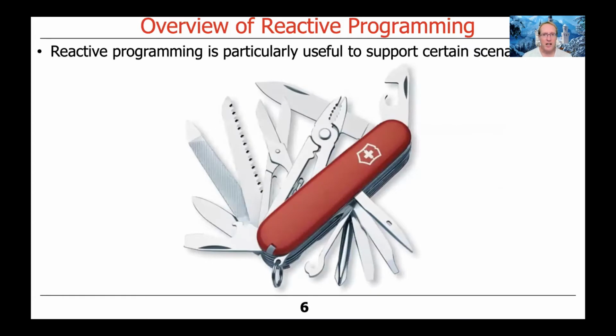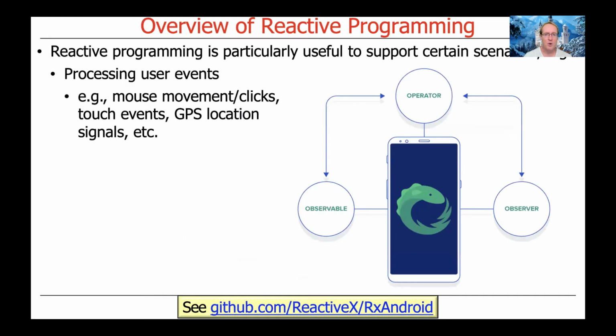Reactive programming is particularly useful to support certain types of scenarios. One type is processing user events, so things like mouse movements, mouse clicks, touch events, GPS location signals coming in from sensors, and so on and so forth. And you'll see that there's actually something called RxAndroid, which is an Rx version of Java that runs on the Android platform. And that particular implementation gives you lots of cool capabilities to work with GUI-related events. This class doesn't really focus a lot on GUIs, but if you were to be using RxAndroid or RxJava in the context of Android, then undoubtedly you could use all the GUI-based processing.